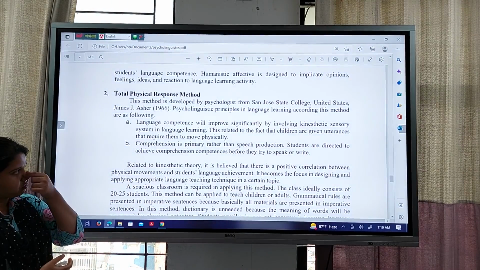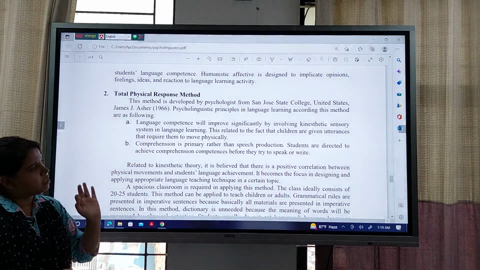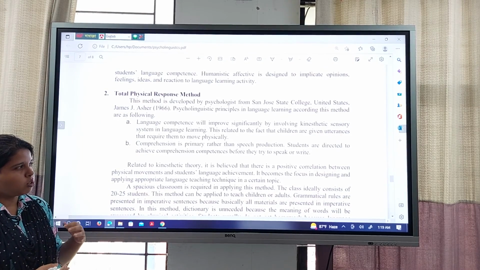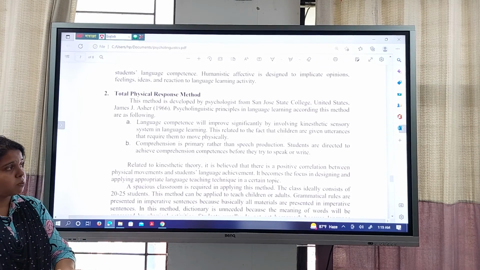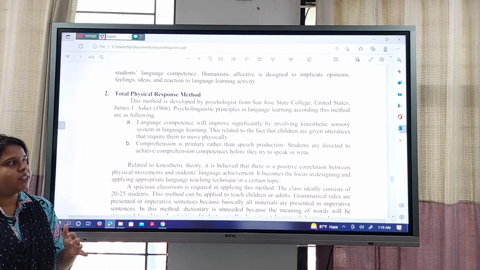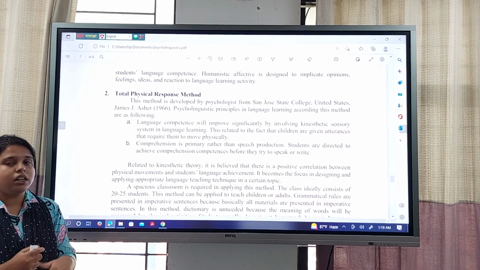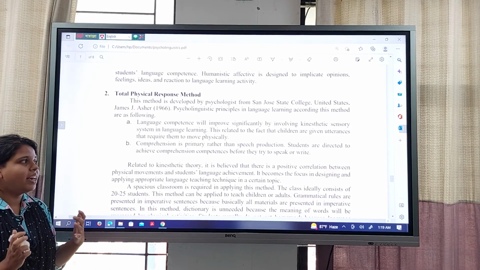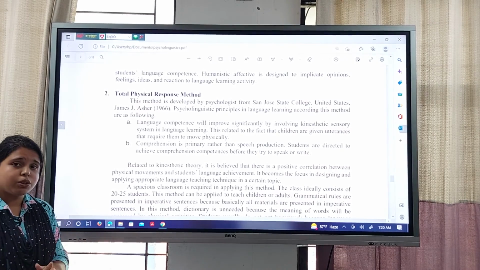That means comprehension is primary in this physical response method, because when speech production is required, they are not interested in responding. But when any act related to the lesson is done physically, they try more. They are actually more effective than with the previous method. Thank you so much.